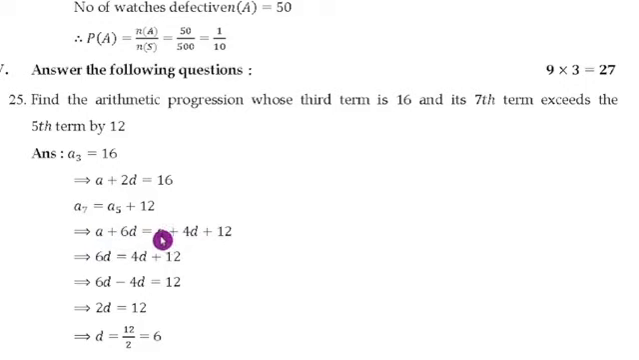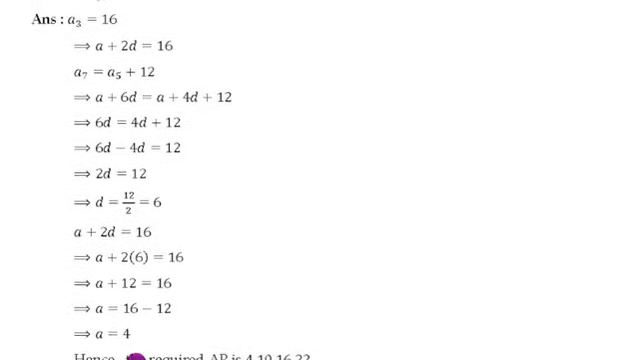So here A and A will get cancelled. So 6D is equal to 4D plus 12. So 6D minus 4D is equal to 12. So 2D is equal to 12. So D is equal to 12 by 2, then it will become 6. So we got the value of D.